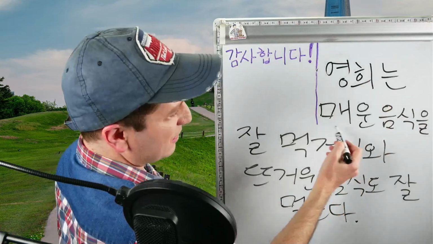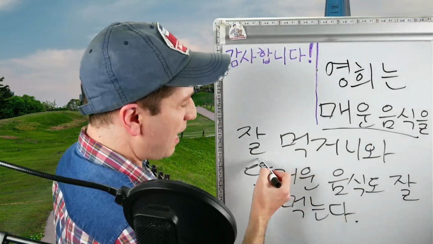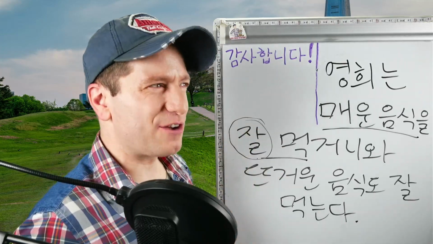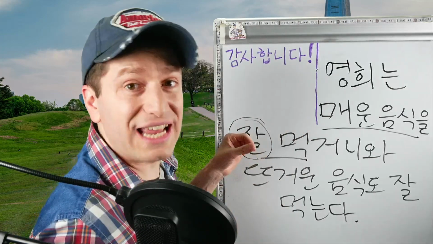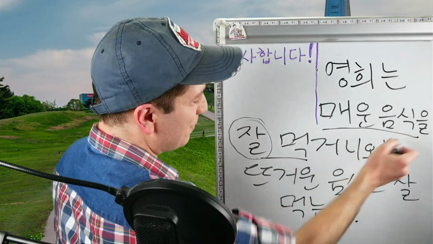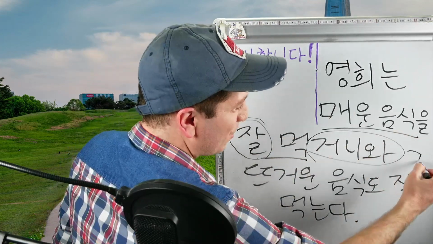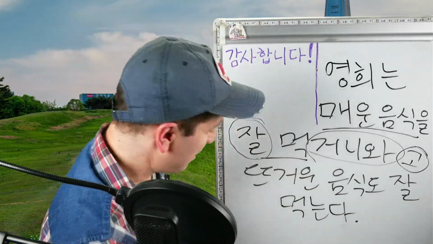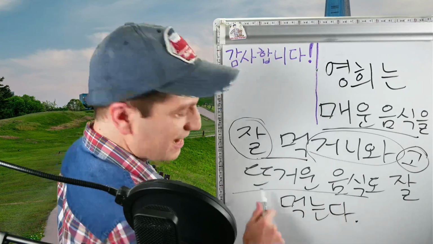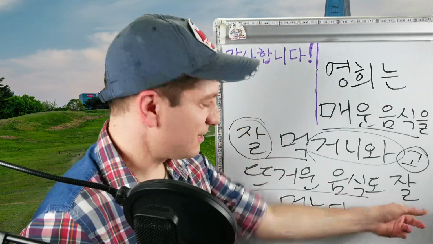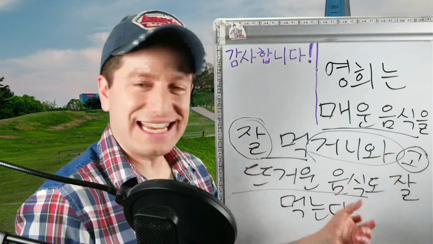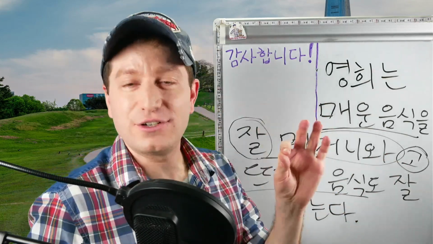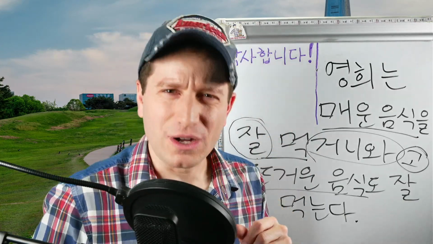영희는, so 영희, 매운 음식, spicy food. 잘 먹다, to eat spicy food well. 잘 can also mean to do something without any difficulties, like no problem. Good at it. So she's good at eating spicy food. 먹거니와 먹고. And not only is she good at eating spicy food, but also 뜨거운 음식, hot. Temperature-wise, hot food, 잘 먹는다, is good at eating hot food. So not only does 영희 eat spicy food well, she also eats hot food well too.